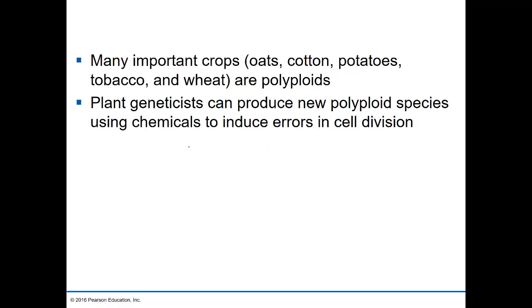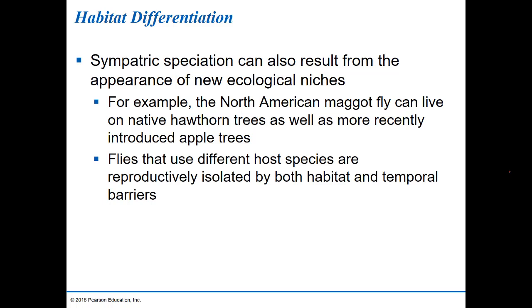A lot of our crops are polyploids, and plant geneticists produce these new polyploid species using chemicals to induce errors in cell division. They're able to enhance things that we need. And so when you hear about genetically modified plants or organisms, this would be an example. Genetically modified doesn't necessarily have to be a negative thing. Without genetically modifying certain things, we wouldn't have as much cotton and potatoes, tobacco, wheat products, and all those things that we require to feed all of us here on the earth.